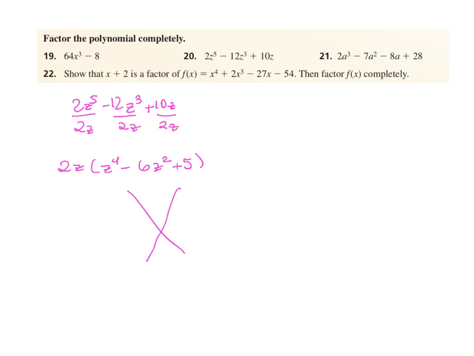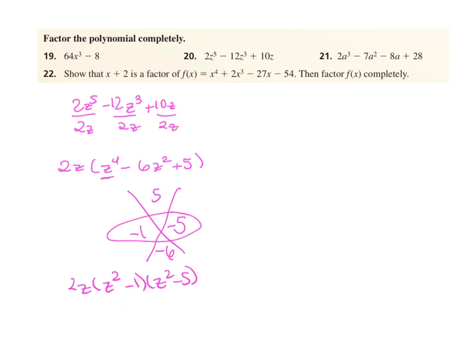I'm going to go ahead and do the x method. So it multiplies to 5, that adds to negative 6. Well, that is negative 1 and negative 5. And you can always double check. Negative 1 times negative 5 is positive 5. Negative 1 plus a negative 5 is a negative 6. So those are the factors. So now we can write this as 2z times z squared minus 1 times z squared minus 5.